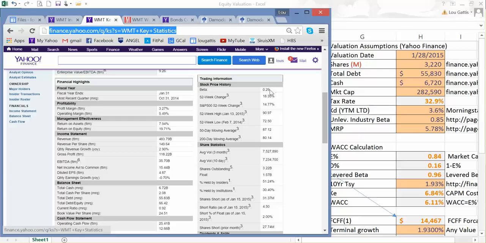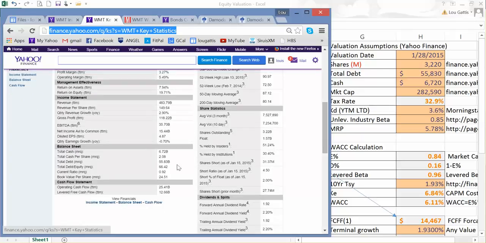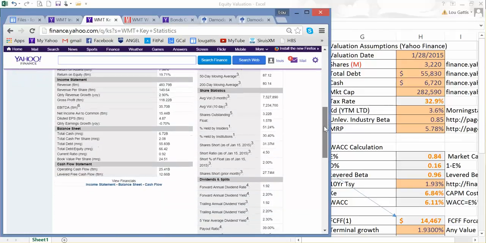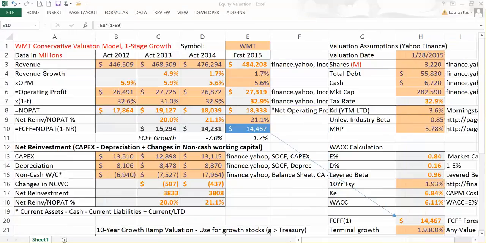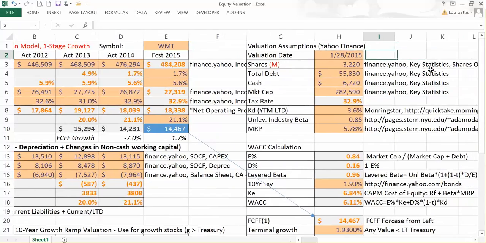I'm not going to use their beta from Yahoo Finance. I'm going to get another source. I'm going to put in their $6.7 billion of cash, their total debt of $55 billion, and number of shares outstanding of 3.22 billion. So that'll give me my shares, 3.2 billion shares, total debt, cash, market cap.